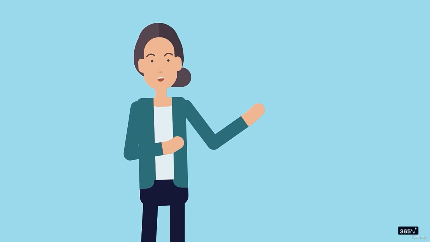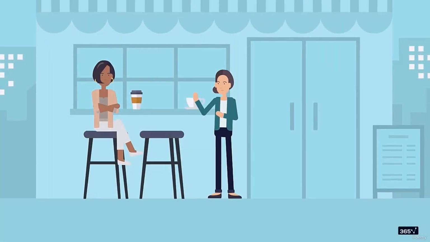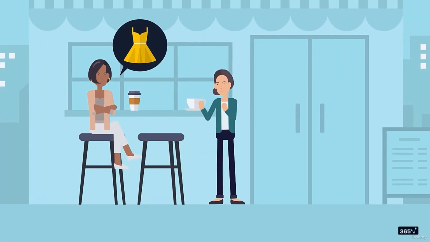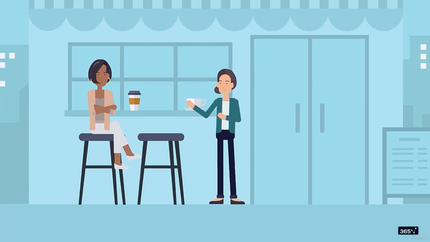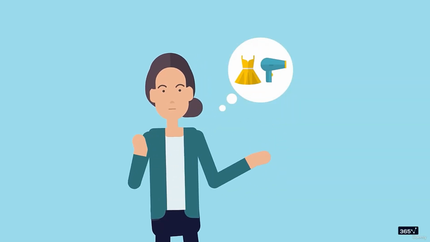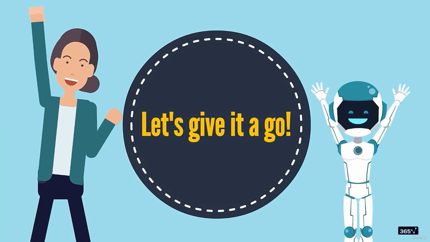For example, if you try to remember a conversation with a friend a week ago, you won't likely recall the dialogue verbatim. Instead, you'd summarize only the most essential information. That's precisely the idea implemented in the ConversationBufferMemory class. Let's give it a go.